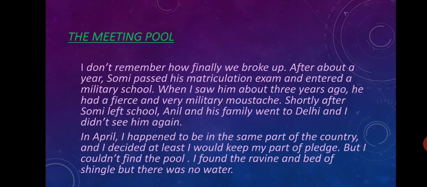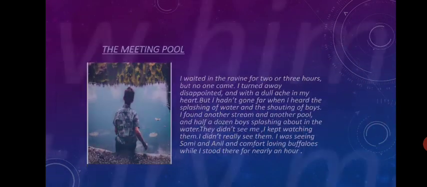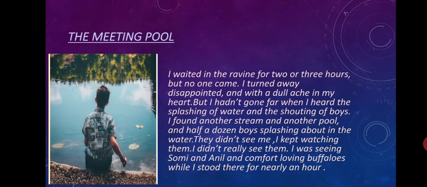Okay, he found the ravine. Ravine means a deep narrow valley. He found the pool, but there was no water. He didn't find his pool, that means. Okay, so now next, see, Rusty waited in the ravine for 2 or 3 hours, but his friends didn't come. He was very disappointed, and with a dull ache in his heart, he returned.